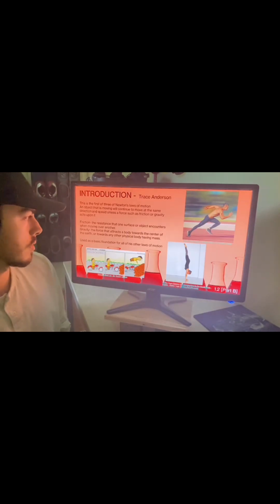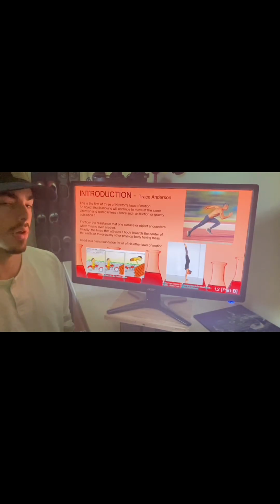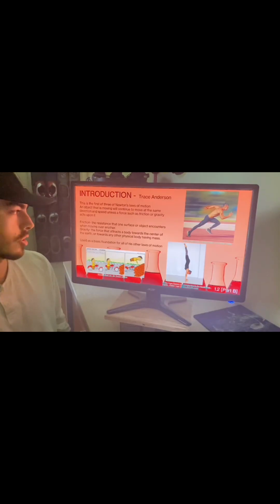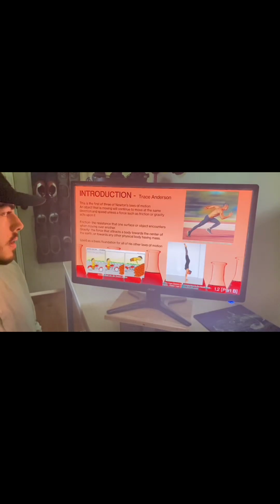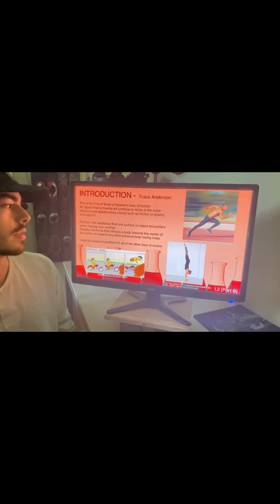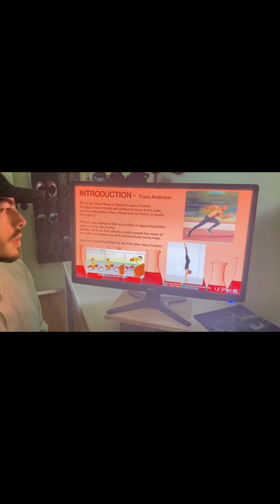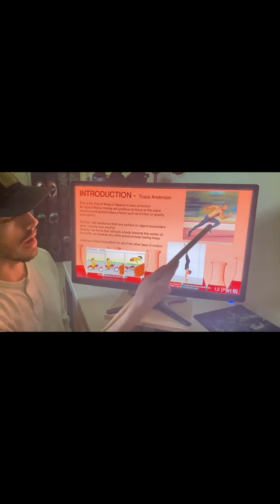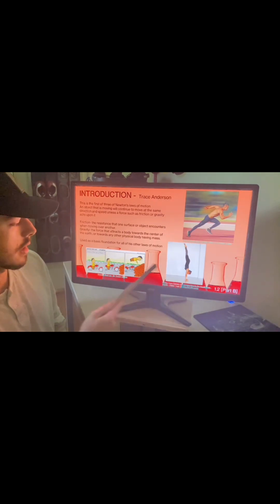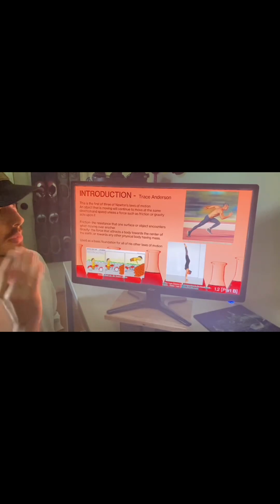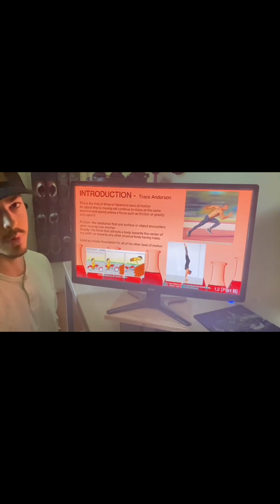A few definitions related to Newton's laws of motion are friction, which is the resistance that one surface or object encounters when moving over another, and gravity, the force that attracts a body towards the center of the earth or towards any other physical body having mass. Now I have a few examples: a guy running, a handstand. Basically, something is going to keep on moving unless some type of force stops it.